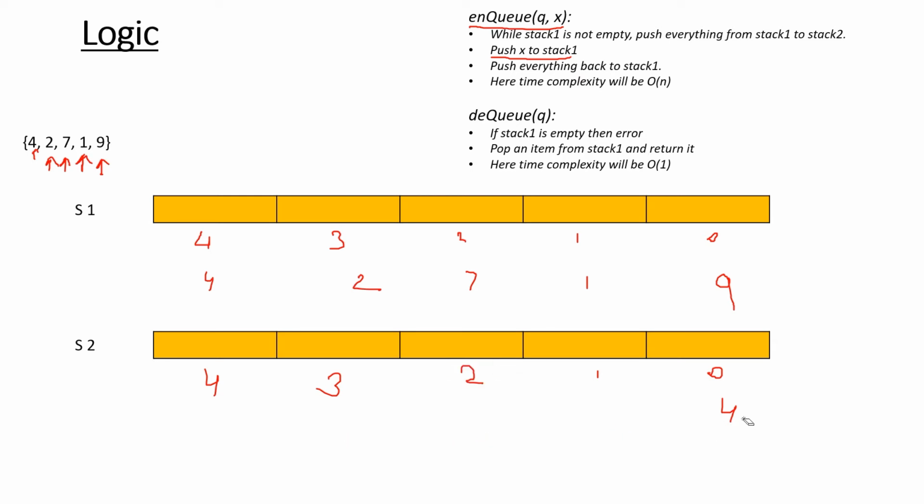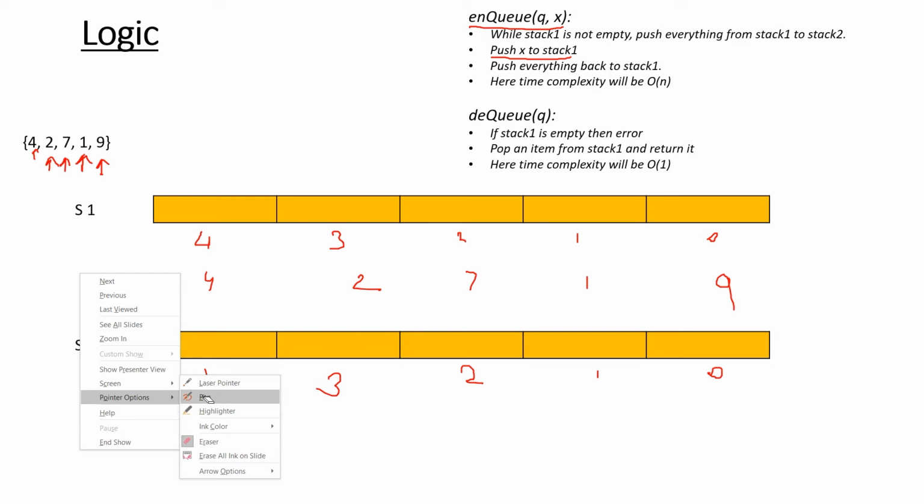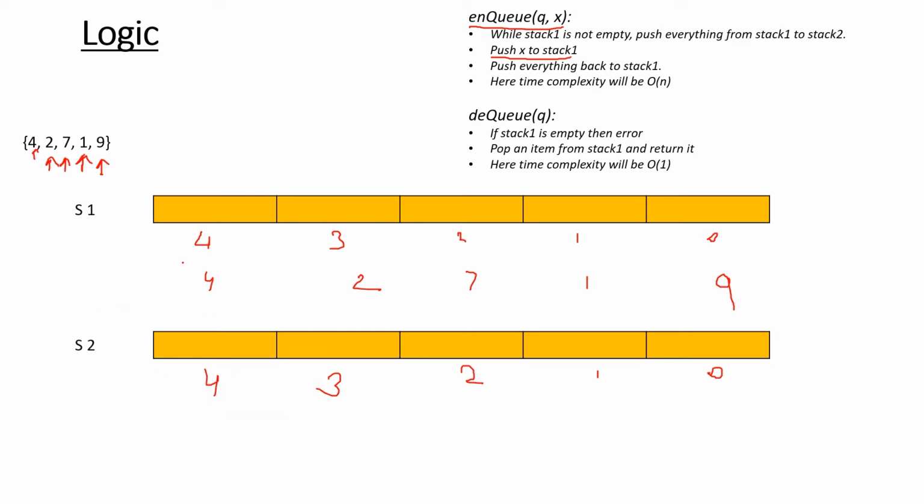So this is all about your enqueue operation. Whenever we are doing this enqueue, we have to do 3 operations. One is to put all the elements from stack 1 to stack 2 first, then insert the element into stack 1, and then again put all the elements from stack 2 back to stack 1. So this is the operation we did, and after inserting, this is the structure we have got.